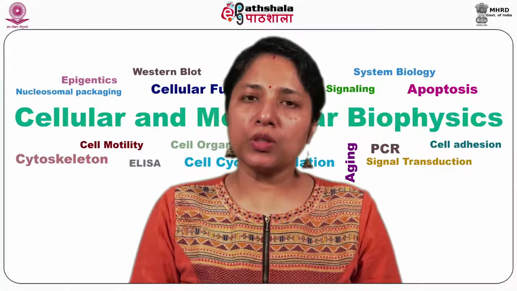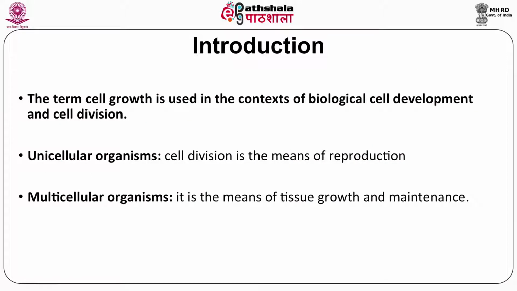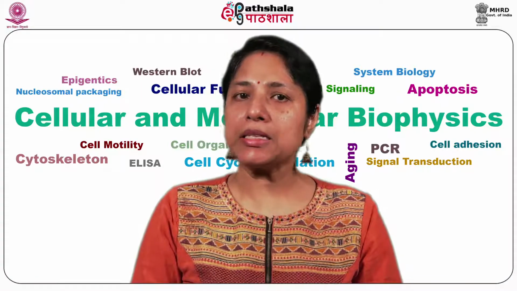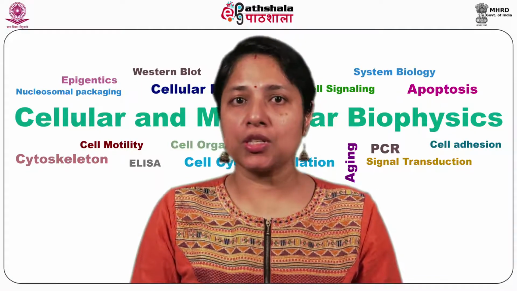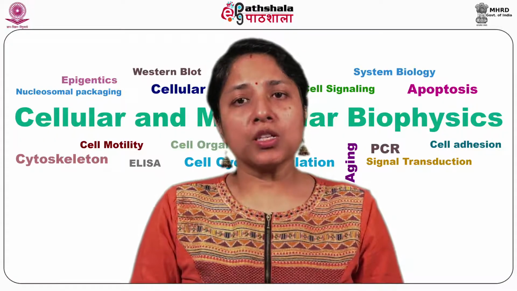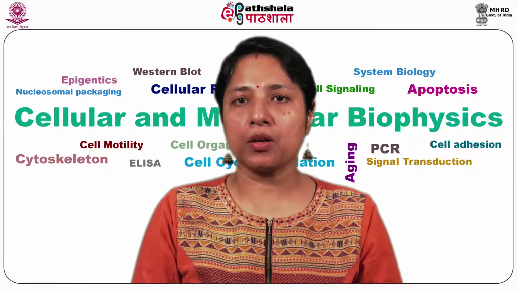Now to start with, the introduction about cell growth and division. In unicellular organisms, cell division is the means of reproduction. In multicellular organisms, it is the means of tissue growth and maintenance. Survival of the eukaryotes depends upon interaction between many cell types, and it is very essential that a balanced distribution of types be maintained. To maintain this balance, cell division and proliferation is a highly regulated process.